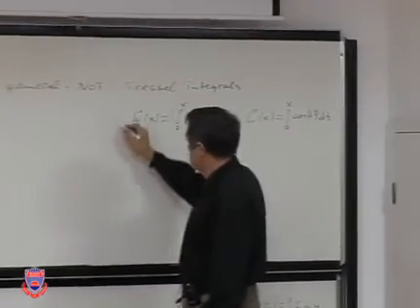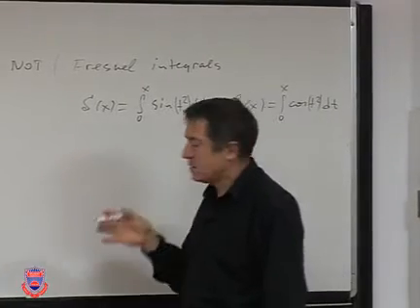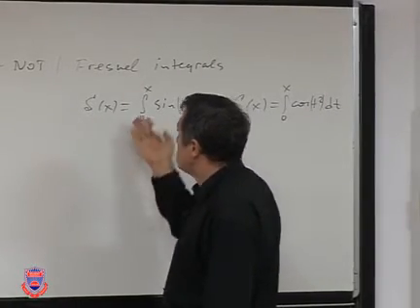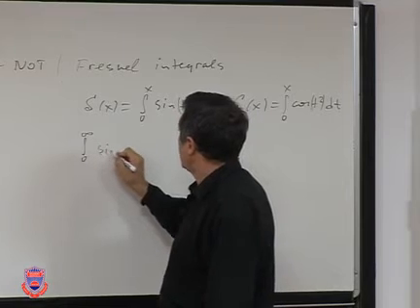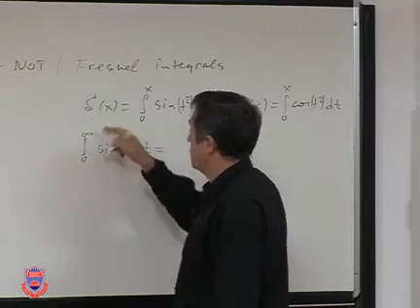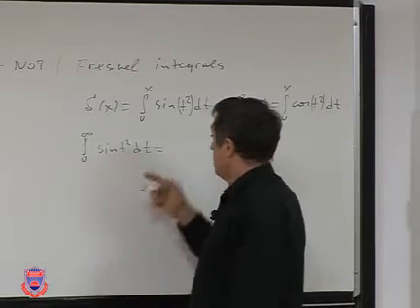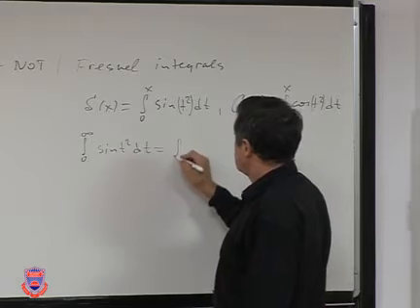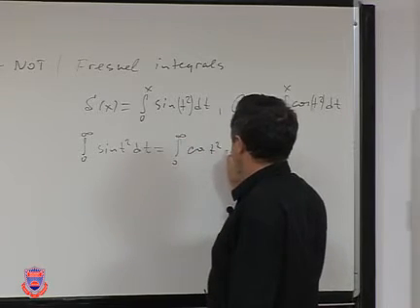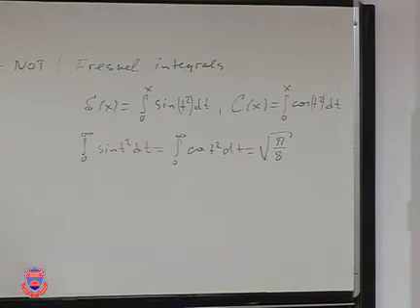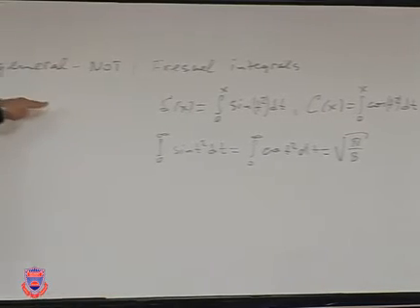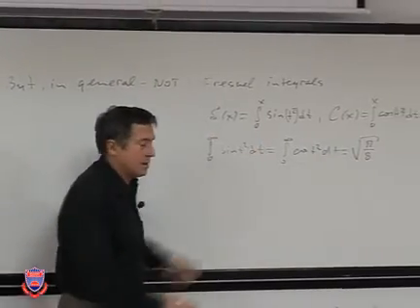But it's possible to show that the improper Riemann integral exists, and what is more, it's possible to calculate explicitly that the limit of this function as x goes to infinity, the improper Riemann integral of sine t squared dt from zero to infinity, is the same as the improper integral of cosine t squared dt, and they are equal, I'm not sure, I will look now. It is the square root of pi over 8. Yeah, it's true.